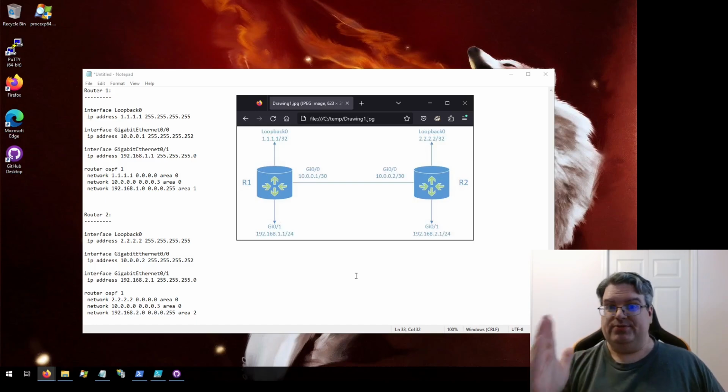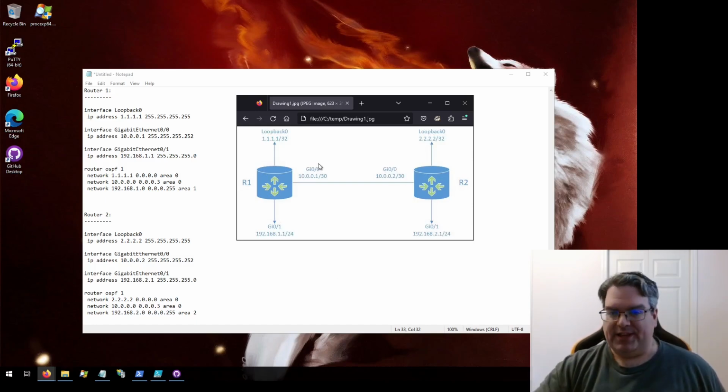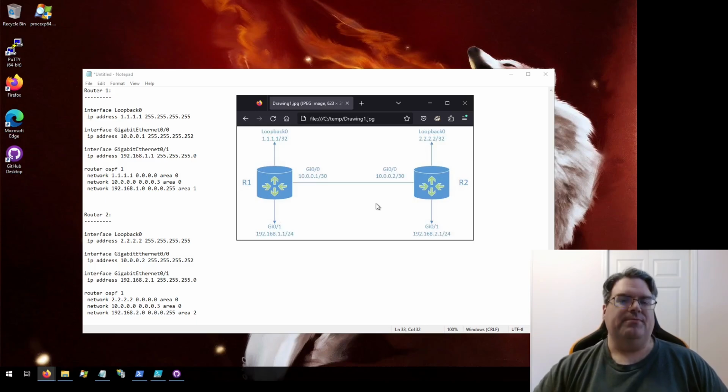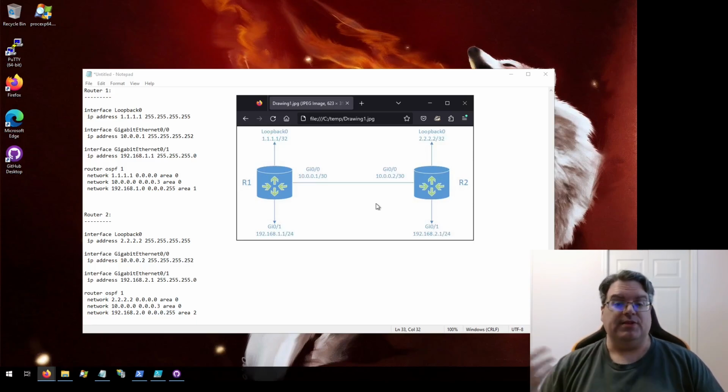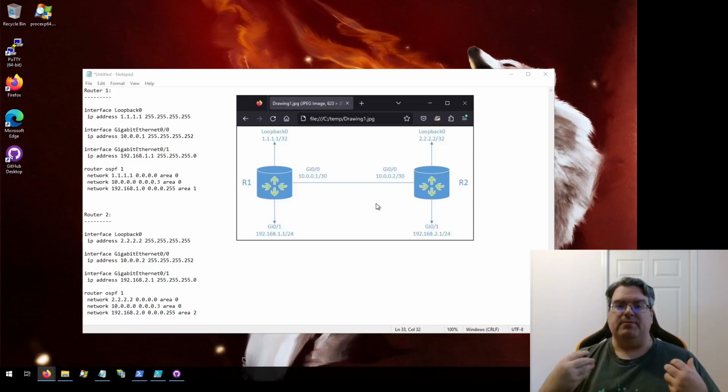So that's what you'll end up with on this particular link between R1 and R2. You'll end up with a DR and BDR election. One of these will become the DR, one of them will become the BDR. By default, all of these are priority 1. A priority of 0 means it will never be selected as a DR or BDR because the administrator has disabled it. If you want, you can choose a higher priority, priority 10 or something like that, for the device that you want to be more heavily weighted towards it becoming the DR.